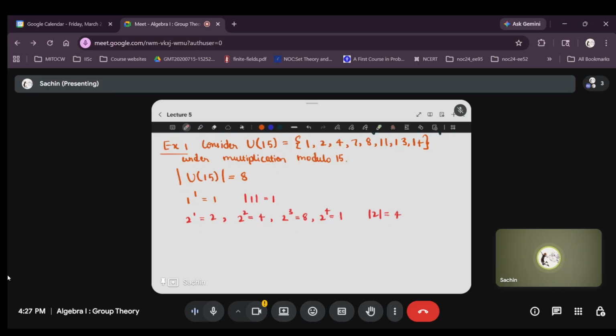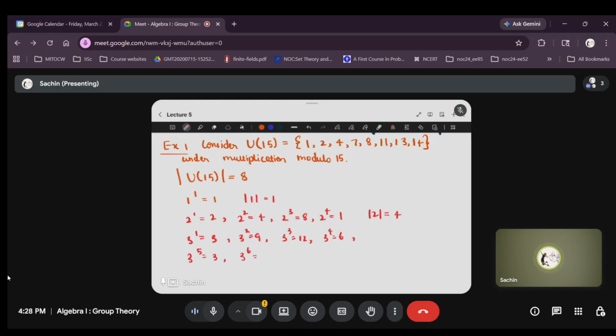It doesn't have any inverse. 3 doesn't have any inverse. No, you wouldn't get 1. You can't get 1 because 3 doesn't have any inverse in Z15. No, you see 3 power 1 is 3. 3 square is 9. 3 cube is 12. 3 power 4 is 6. Then 3 power 5 is 3. So it will again repeat.